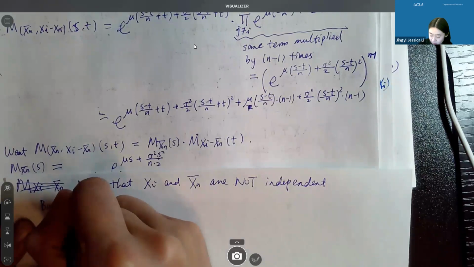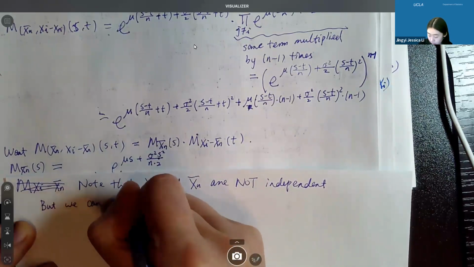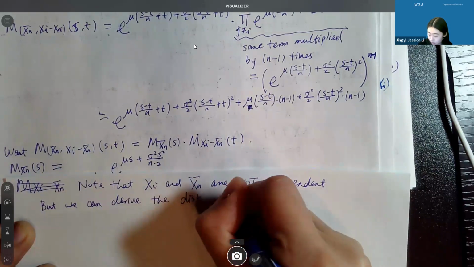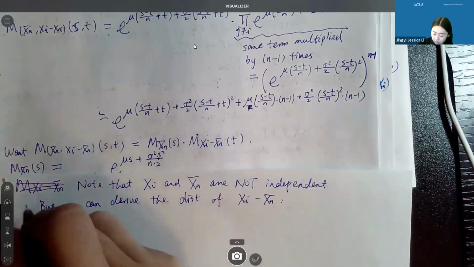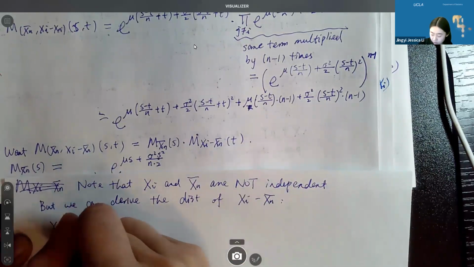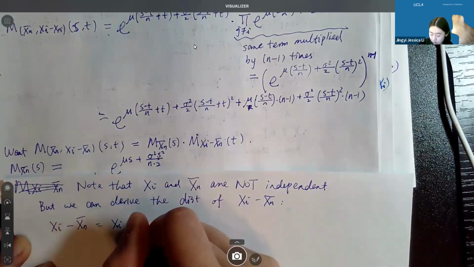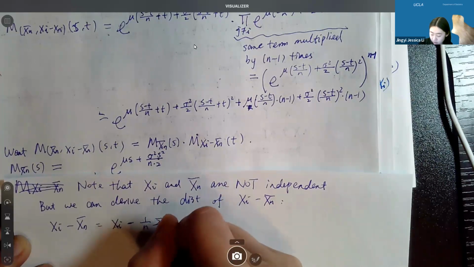But we can derive the distribution of xi minus xn bar. So basically, we'll go to the definition of xn bar again, which is 1 over n summation of xi.